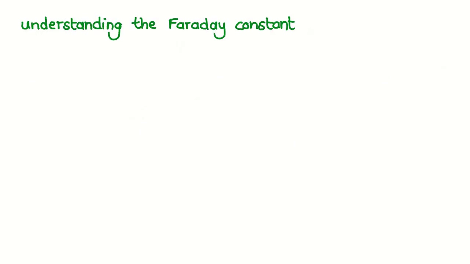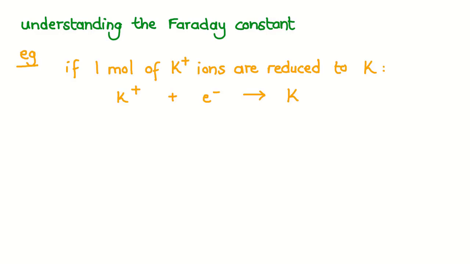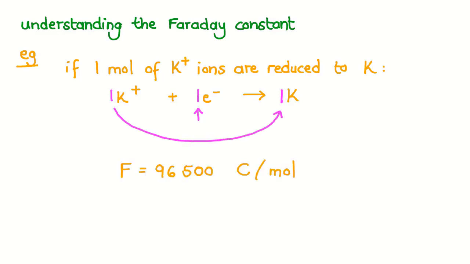Let's practice understanding the value of the Faraday constant. If 1 mole of potassium ions in an electrolyte are reduced in electrolysis to potassium metal, according to this half equation, we can see that 1 mole of electrons are required to convert 1 mole of the ions to 1 mole of the metal. According to Faraday's constant, 1 mole of electrons transferred is equivalent to 96,500 coulombs of charge transferred, which we could write like this.